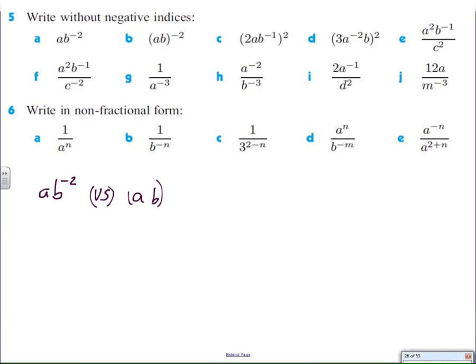So ab to the negative 2 versus (ab) to the negative 2, whether we put the ab in grouping symbols or not. The first case, it's only b to the negative 2, then multiplied by a, which is really a times 1 over b squared, or just a over b squared. Here, on the other hand, it's both a times b is to the negative 2 power, which is really 1 over a times b squared, which is really 1 over a squared b squared.